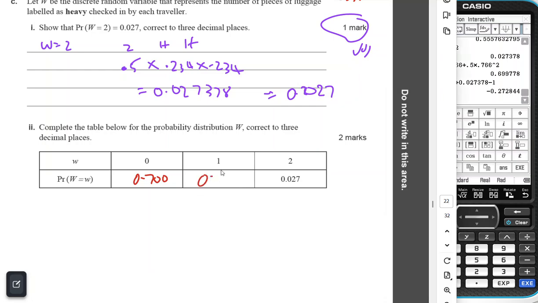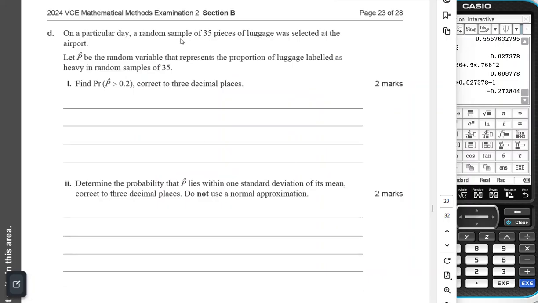which is 0.273 if I'm doing 3 decimal places. Okay, over the page. On a particular day, a random sample of 35 pieces of luggage. Let P hat be the variable, find the probability of P hat. Okay, so P hat is X on N, so 0.2 times 35 equals 7, X equals 7.